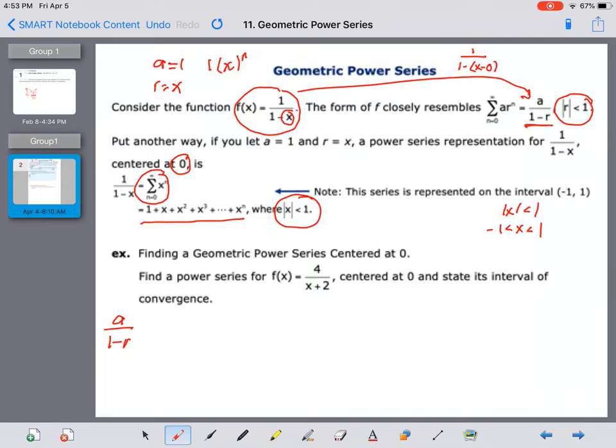Okay, so let's think about this idea of f of x is equal to 4 over x plus 2. If we look at this, I'm going to do some algebra, and what I'm going to do is try to force it to look like that. So the first thing I'm going to do is just a simple rewrite of the function.